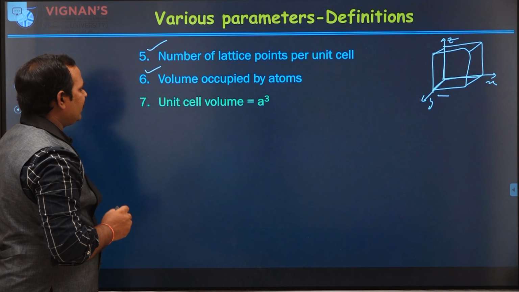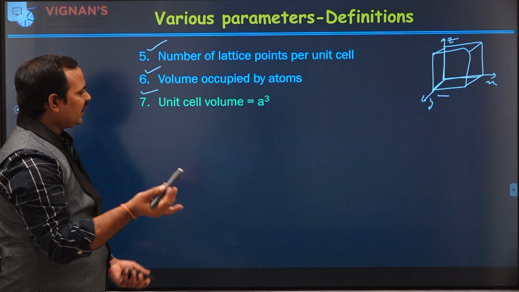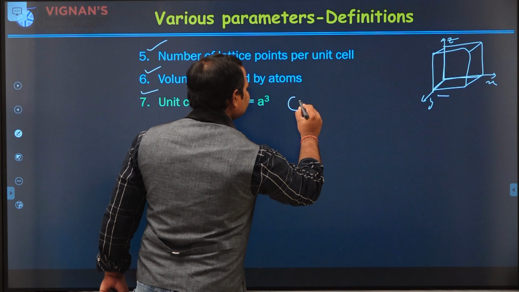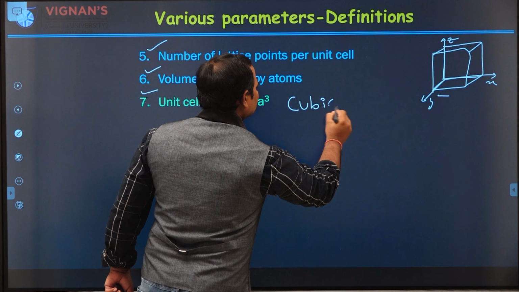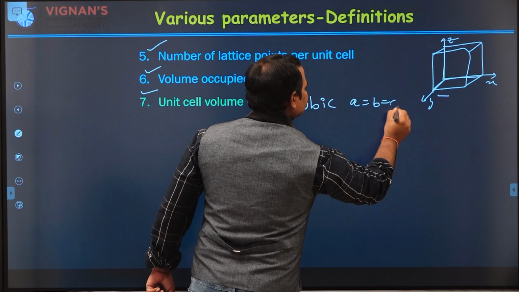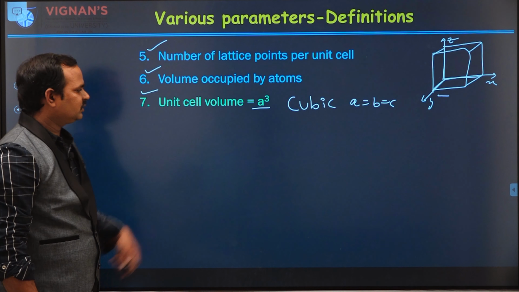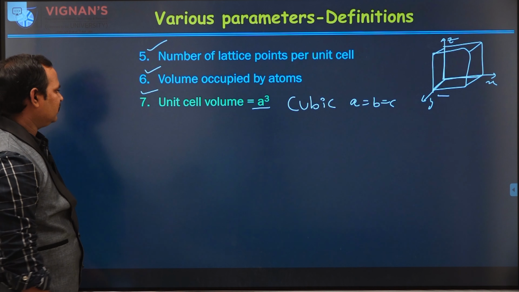The next point is the volume of the unit cell. We know this anyway, this is a cubic. For a cubic, A is equal to B is equal to C. So the volume of the cubic lattice is A cubed. That's the reason I have directly written it here.